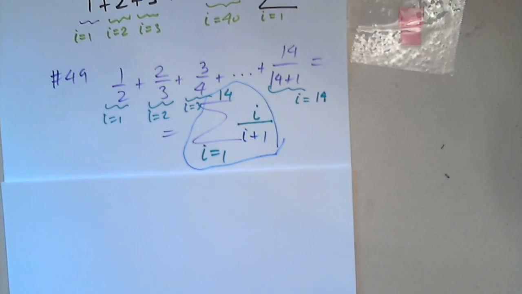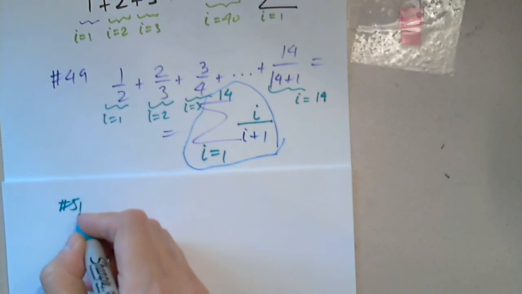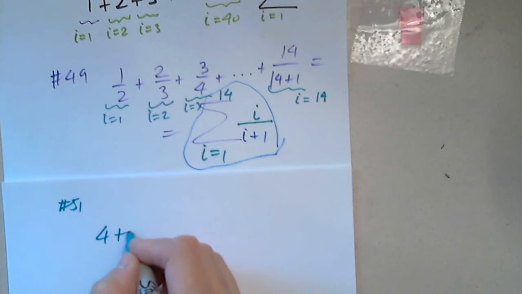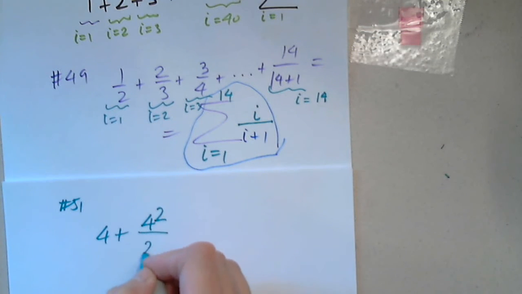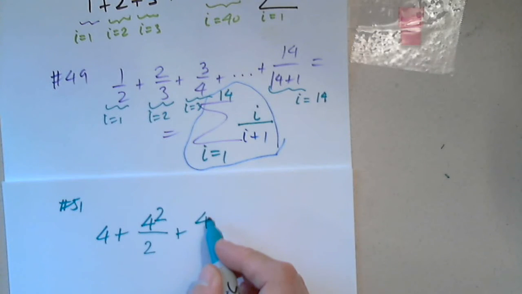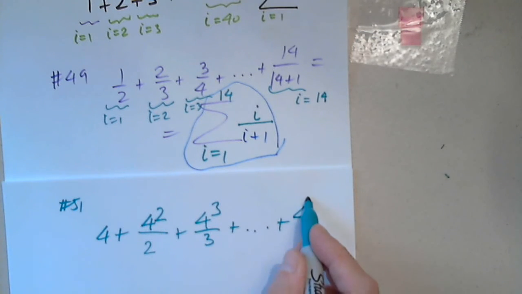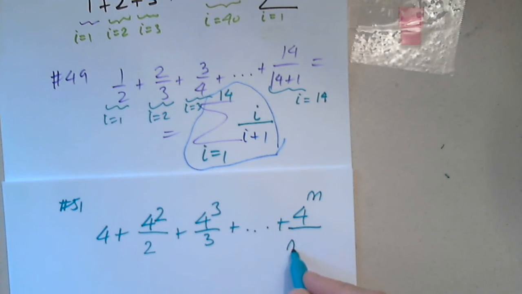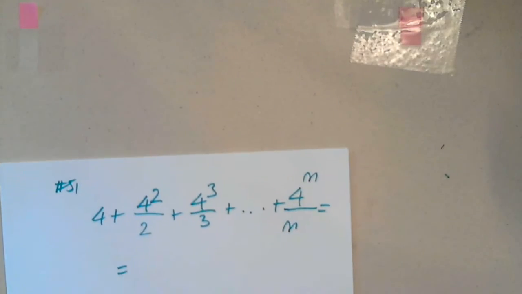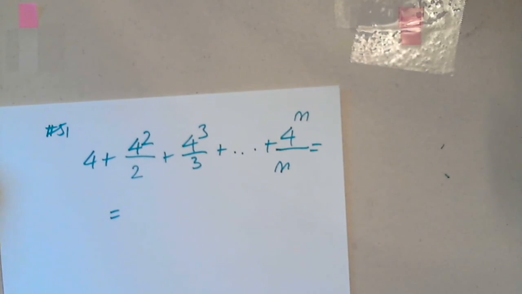51. 4 plus 4 squared over 2 plus 4 cubed over 3 plus dot dot dot plus 4 to the nth power over n. Same thing, they want us to come up with a summation notation.